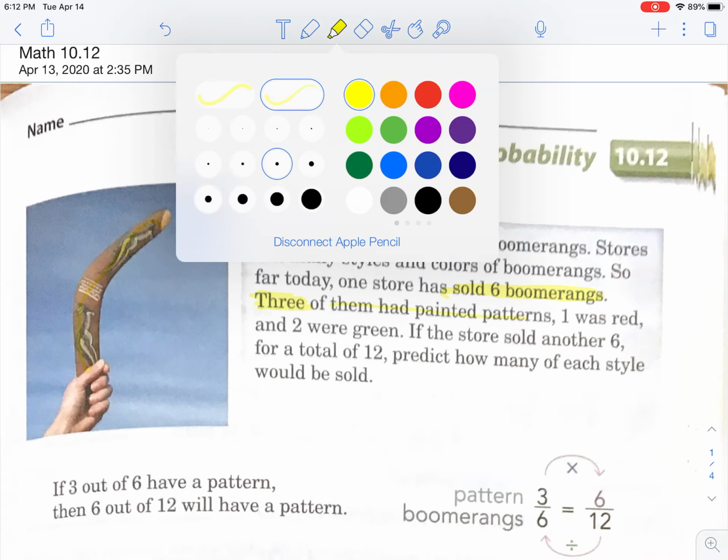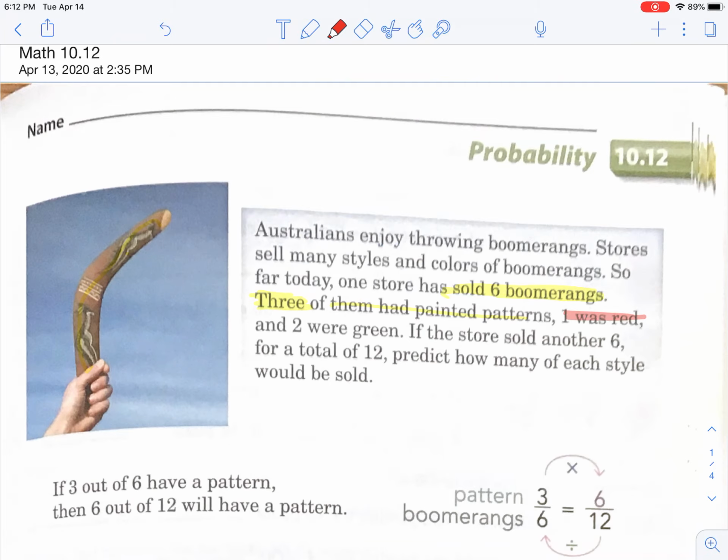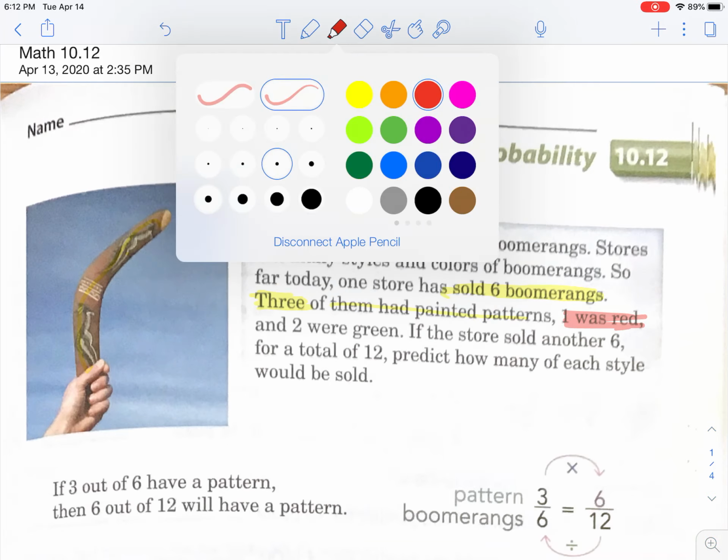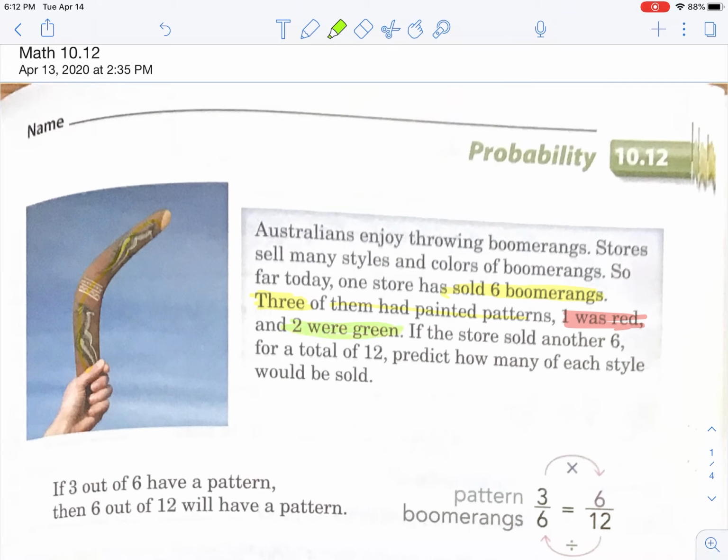Ooh, I'm going to do this. 1 was red. 2 were green. If the store sold another 6, okay, so this is 3, I'm going to write this here. 3 of them had patterns. That's the pattern one. 1 was red, 2 were green. If the store sold another 6 for a total of 12, predict how many of each style would be sold.